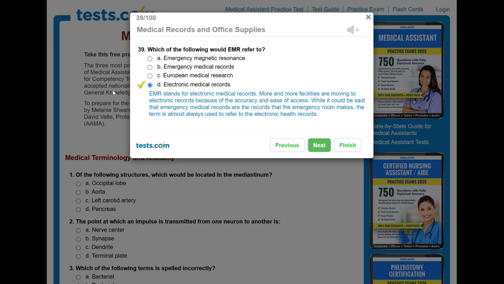More and more facilities are moving to electronic records because of the accuracy and ease of access. While it could be said that emergency medical records are the records that the emergency room makes, the term is almost always used to refer to the electronic health records.